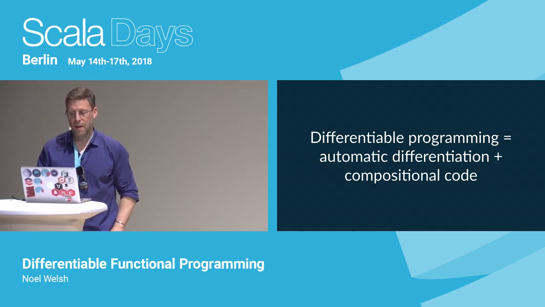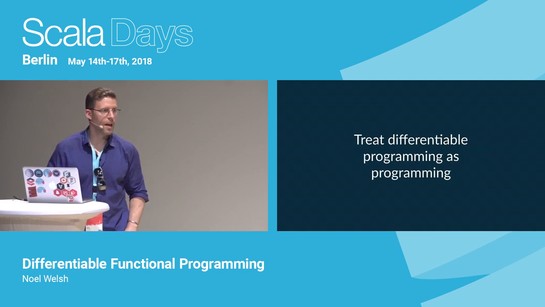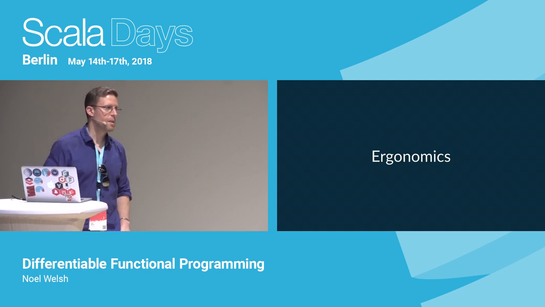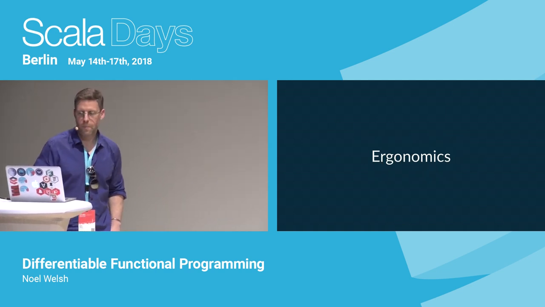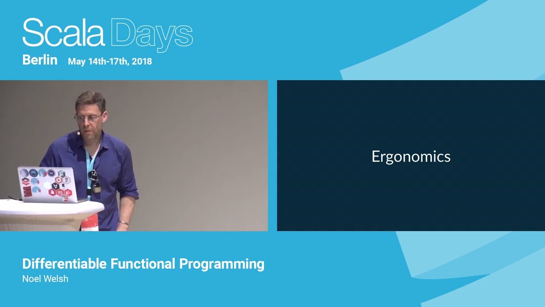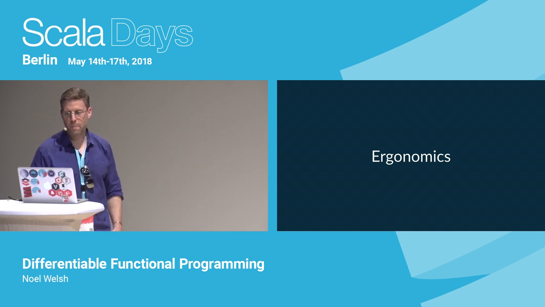Now, one of the other big ideas of differential programming is we want to treat programming as programming. And what do we care about in programming? Well, some of the things we care about are ergonomics. How usable is our system? Sometimes we care about correctness as well. And we also care about performance. So let's have a little talk, see some of the things that are coming up here.